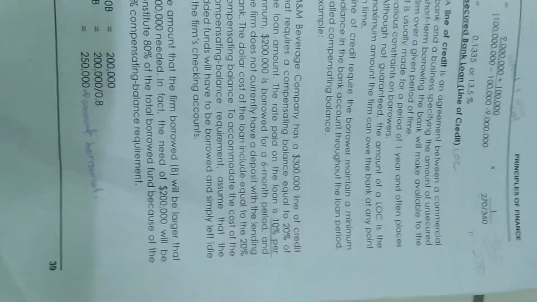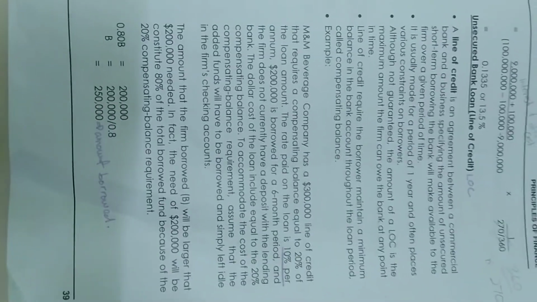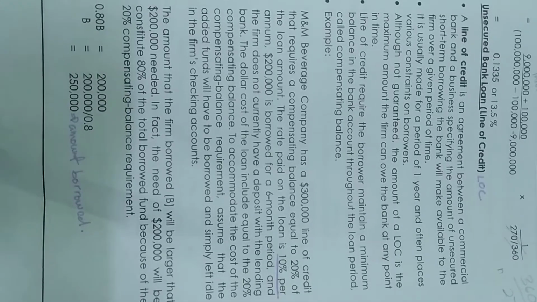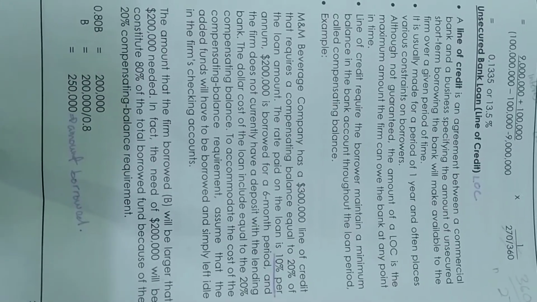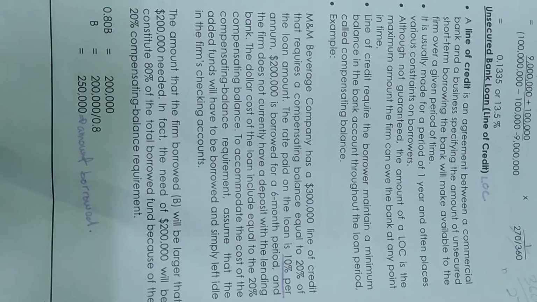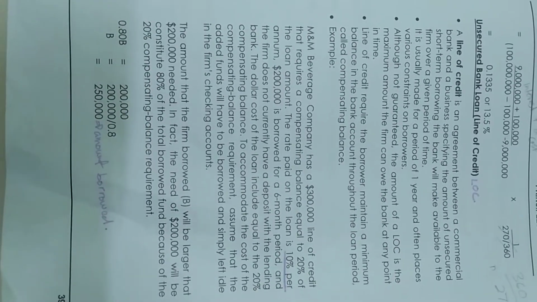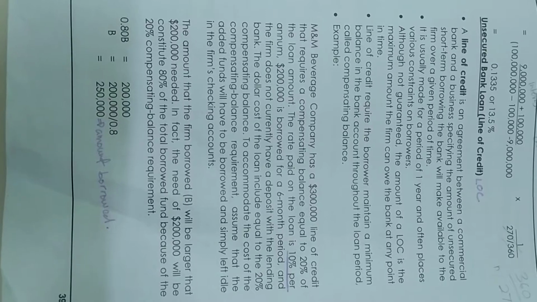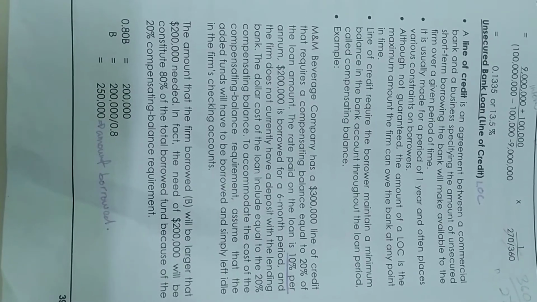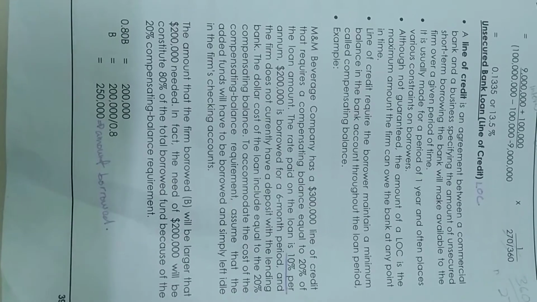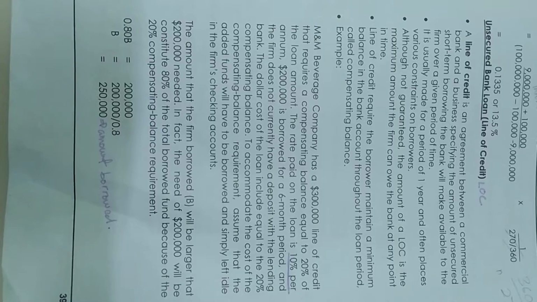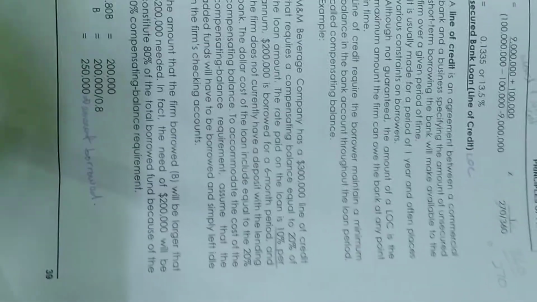For example, it always happens with us also, which is you have 100,000 ringgit in your bank account, but yet you cannot withdraw 100,000 from your bank account. There is some amount that is needed to be in the account, so we call that amount a compensating balance.